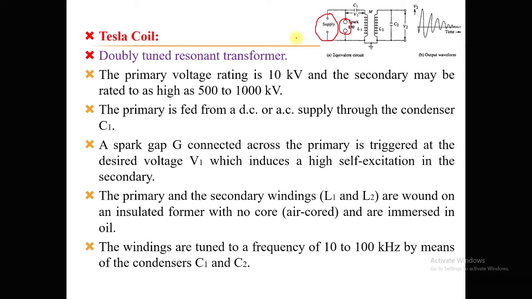The windings are tuned to a frequency of 10 to 100 kilohertz by means of the capacitors C1 and C2. C1 we can usually see in the circuitry, but C2 actually represents the stray capacitance. Stray capacitance means the capacitance which you imagine between the high voltage terminal of the Tesla coil and the ground. Here it is represented by C2.